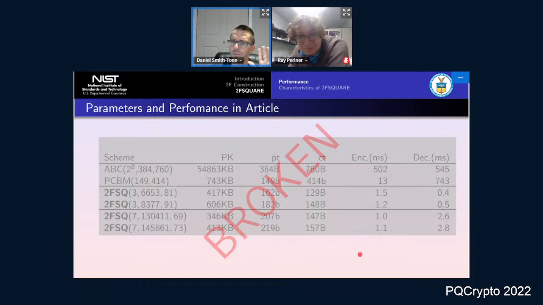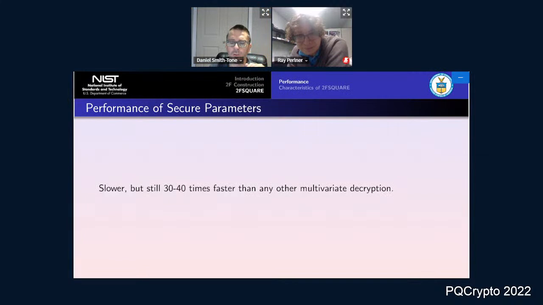For secure parameters, I think you have really fairly similar sizes over here for plain text, ciphertext, and public key. The encryption should be the same, roughly. Decryption, instead of being like half a millisecond, it's something like 13 milliseconds, as far as I know. So still way better than these figures for other secure multivariate encryption schemes. Okay, I'll go to the next slide.